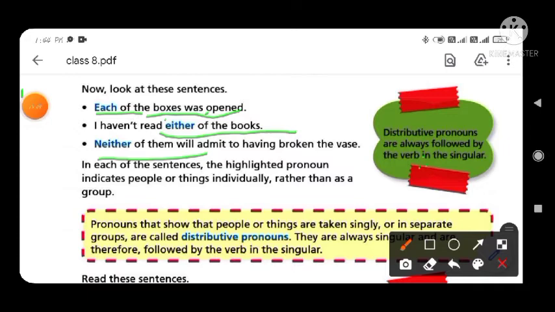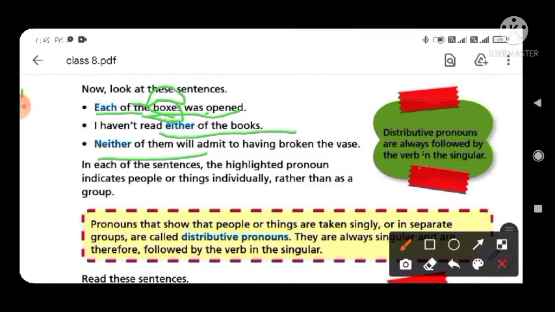So in these sentences, either, neither, each, etc. are the distributive pronouns. Why? Because these words in a sentence refer to everything separately, taking every part or thing as an object in the sentence. Like, each of the boxes was opened. There are many boxes, and each box means not only one or two or three, it means each box is opened.